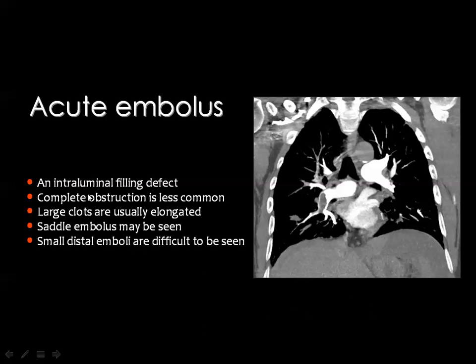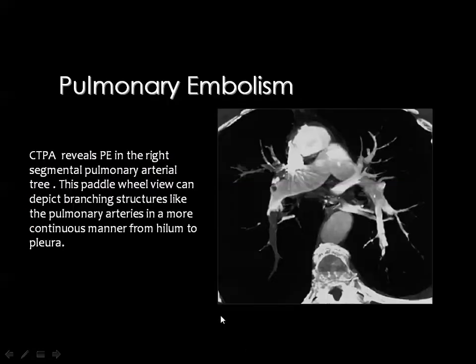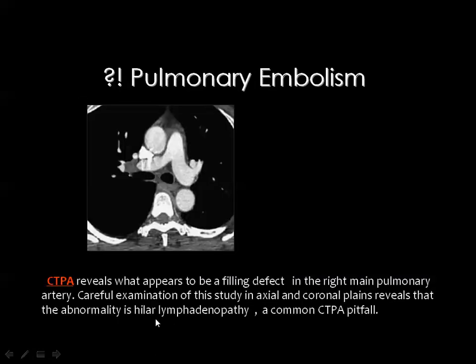Number 1, an intraluminal filling defect like this one, complete obstruction of one of the arteries, which is less common. Large clots are usually elongated, meaning that it extends for a good segment. Saddle embolus may be seen crossing the bifurcation of the pulmonary artery, and the small distal emboli are somewhat difficult to be seen. And this is a reformatted image of the main pulmonary artery and its central branches, and you can easily appreciate the absence of contrast enhancement in this lower lobe branch on the right side, diagnostic of pulmonary embolism.